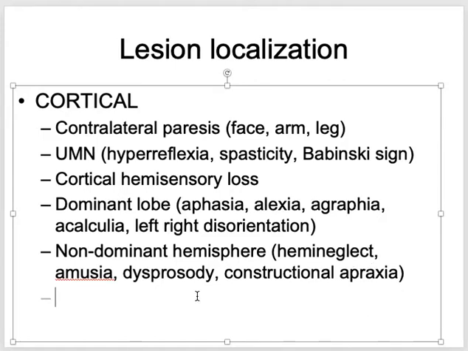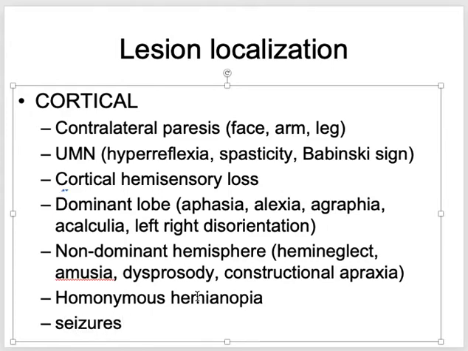And vision-wise, they have homonymous hemianopia, the loss of vision in half of the field. They may present with seizures, of course, since seizures can present with any type of stroke, no matter what. They may have agnosia. Agnosia is simply the inability to process sensory information. Like if my eyes are closed and you put something in my hand, by just touching I can sense the thing.